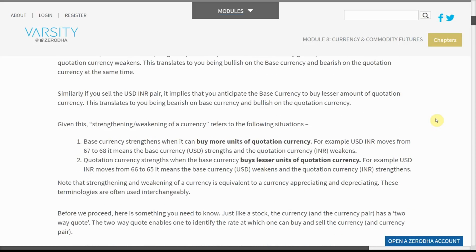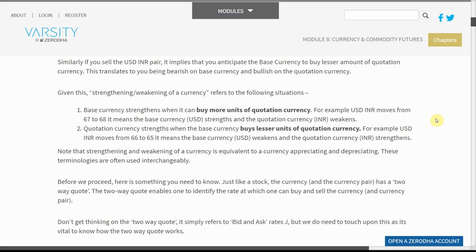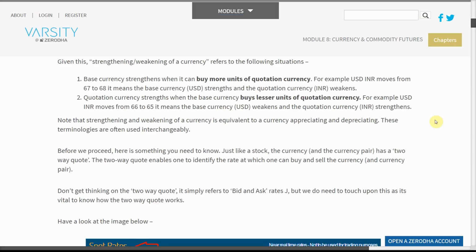Similarly, if you sell the USD INR pair, it implies that you anticipate the base currency to buy a lesser amount of quotation currency. This translates to you being bearish on the base currency and bullish on the quotation currency. Given this, strengthening and weakening of a currency refers to the following situations. Base currency strengthens when it can buy more units of quotation currency. For example, USD INR moves from 67 to 68. It means the base currency, USD, strengthens and the quotation currency, INR, weakens.